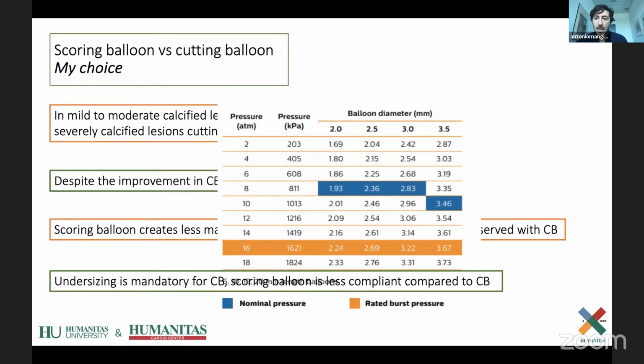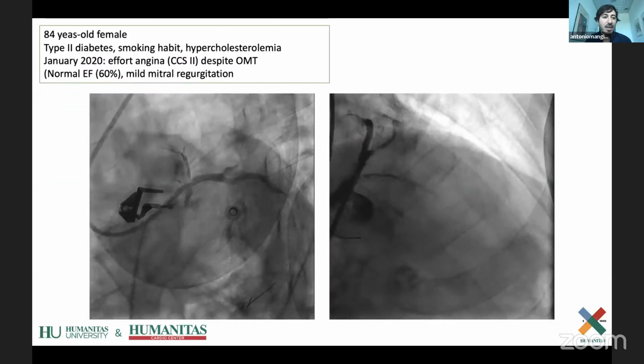Yeah. Let's say that if you don't go super high pressure, maybe you can be a little bit more conservative with the scoring balloon and go 1-to-1. If you go higher pressure, you always have to keep an eye on that.